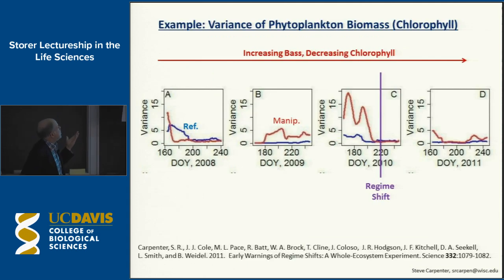Here I'm showing you the variance for the daily measures of chlorophyll across the 4 summer stratified seasons, 2008 to 2011. The reference lake is in blue. The manipulated lake, the lake with the bass titration, is in red. The variance starts to increase early in the 2nd year and becomes quite high in the early to middle part of the 3rd year. We believe the regime shift was complete late in the 3rd year, and so the 4th year is sort of a back to baseline year in the different alternate state of the system.